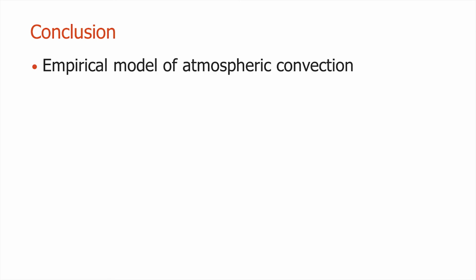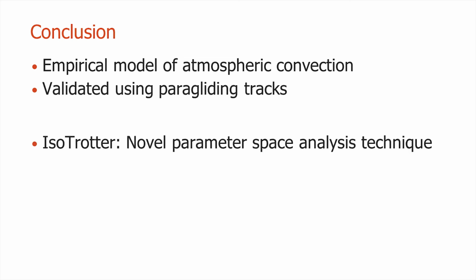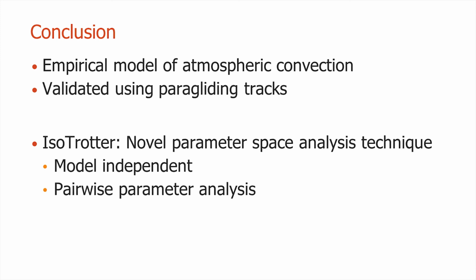In conclusion, we presented a new empirical model of the atmospheric convection. We test and verify our model on a novel dataset compiled from the paragliding flights. In order to understand and verify the model, we presented a novel visual parameter space analysis technique. We call this technique IsoTrotting and consider it applicable to any kind of scalar-valued model. The IsoTrotting enables the study of combined effects of two parameters, achieved by the exploration of the model's isostructures in the parameter space.